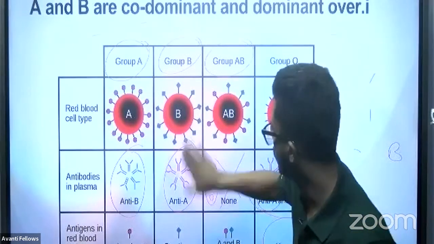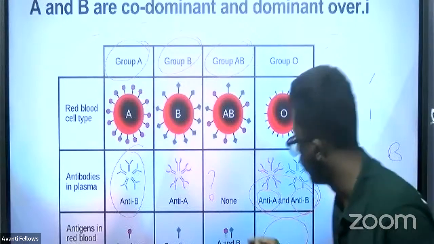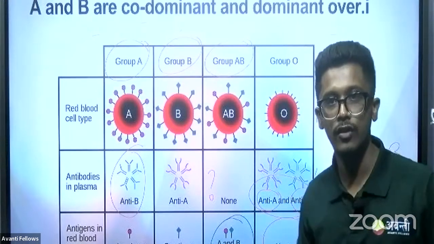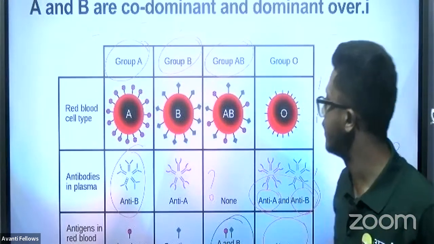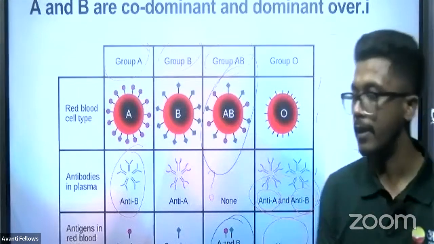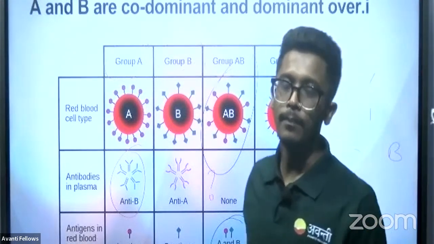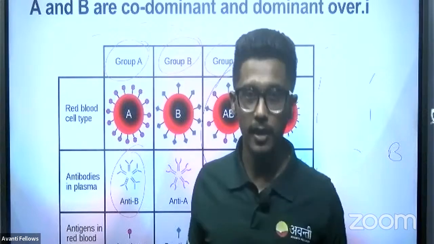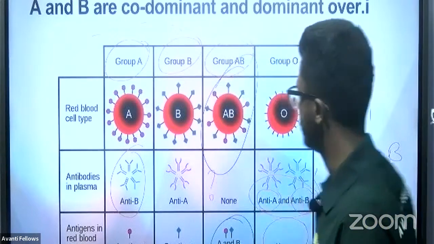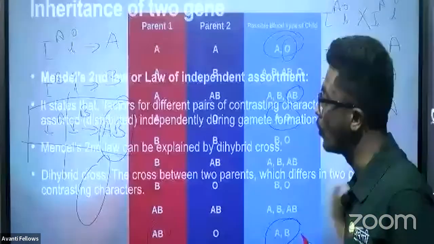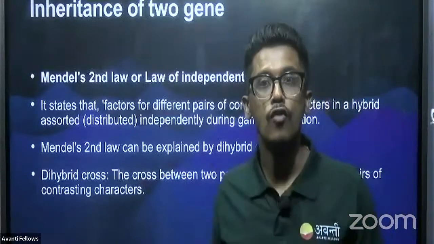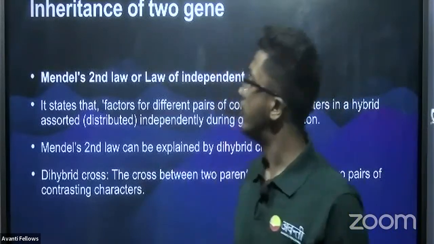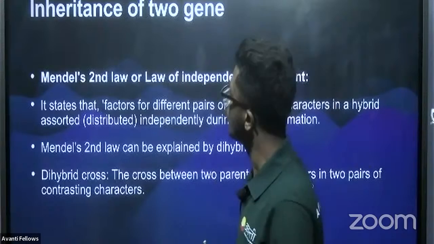You have both A and B antigens here. When you have both A and B antigens, that makes the AB blood group a universal acceptor, and that's a beautiful example of codominance. Correct? So codominance is another example where inheritance does not follow Mendelian law. Clear? So let's go to the law of inheritance of two genes.